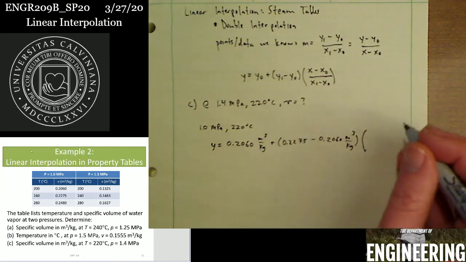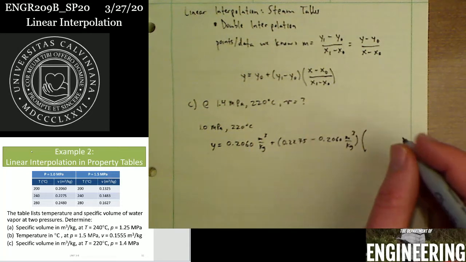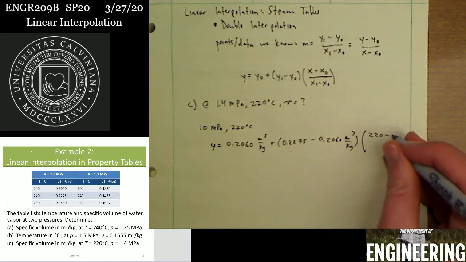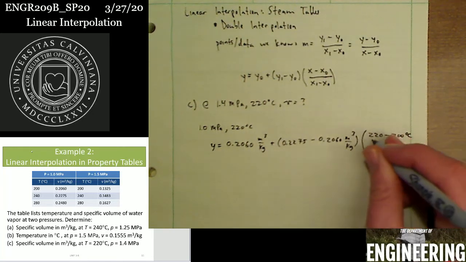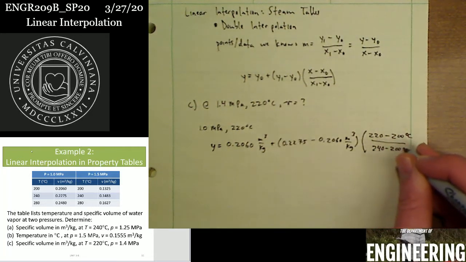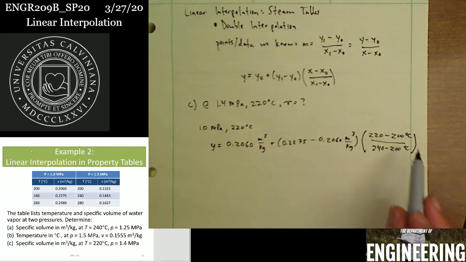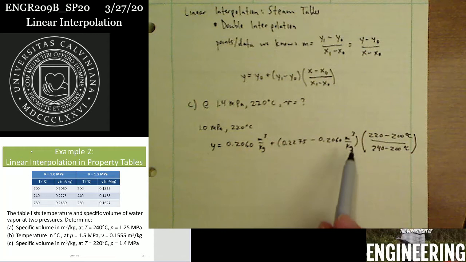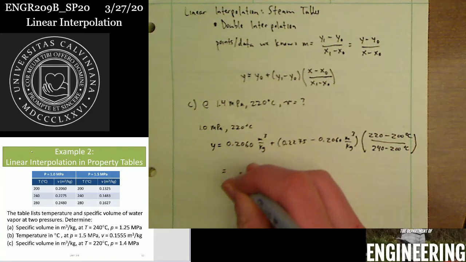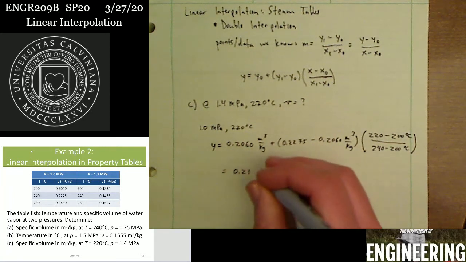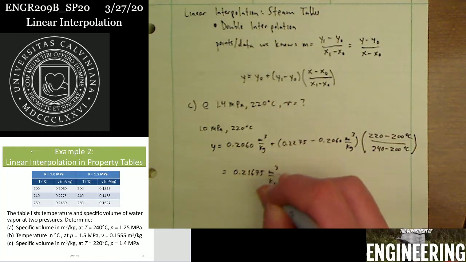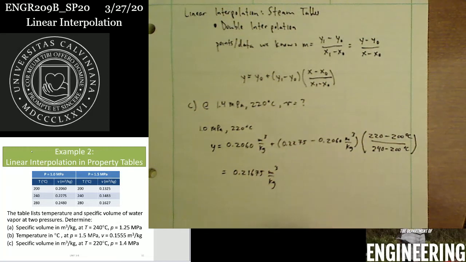temperature of interest, which is 220 degrees C. So we have 220 minus 200 degrees C over 240 minus 200 degrees C. So our degrees C's cancel. We're left with the units that we're interested in for specific volume. And so here we have 0.21675 meters cubed per kilogram. You can round at the end. So that's the first one.